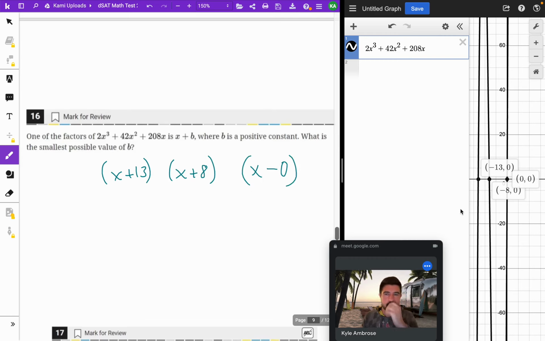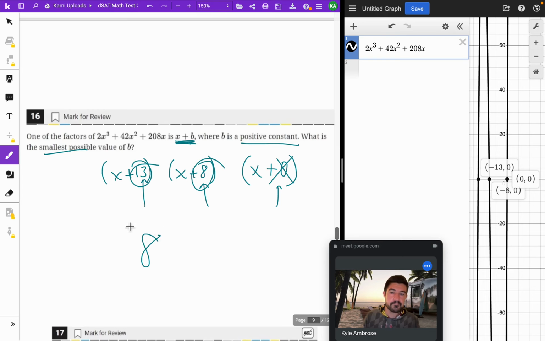And so these b values, if they're all in the form of x plus b, the b values would be either 13, 8, or 0, right? X minus 0 and x plus 0, those are the same thing. But it says b is a positive constant. 0 isn't positive, so that's not going to be our answer. The smallest possible value of b, these are the two possibilities. The smallest of them is 8. And so 8 would be the answer.